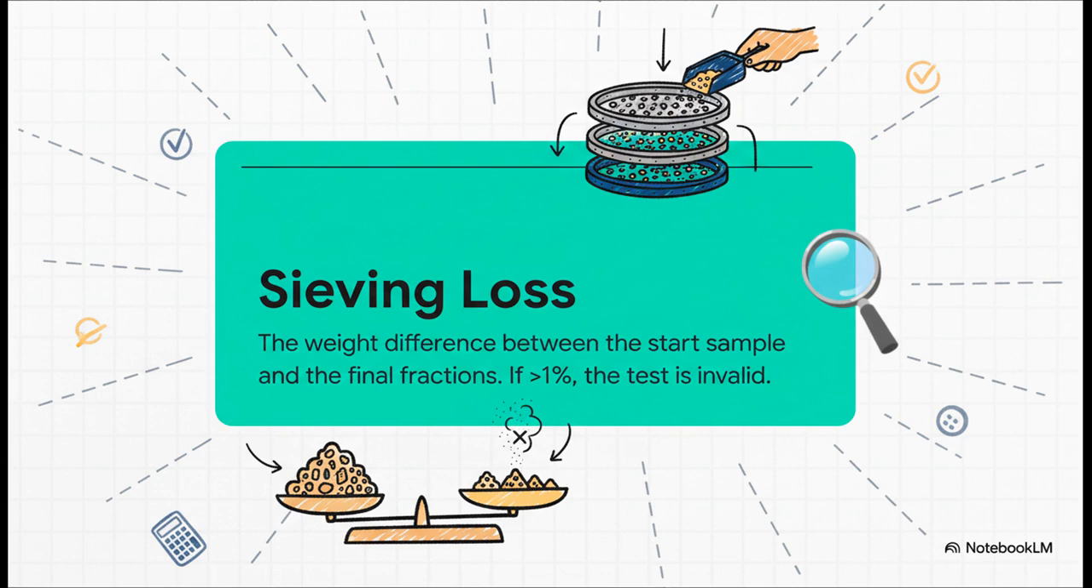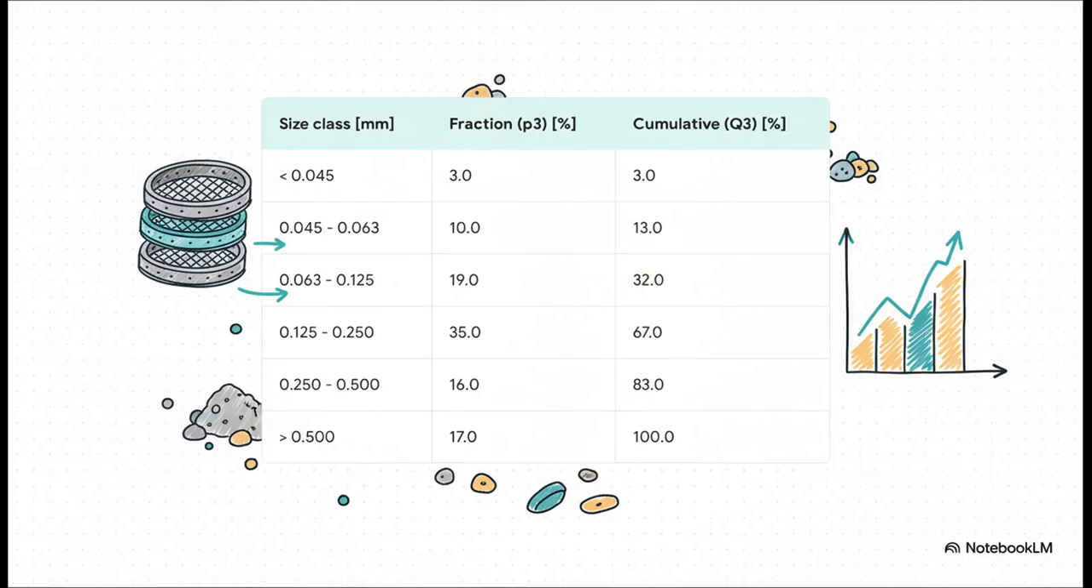That difference is called sieving loss, and the rules are strict. If you've lost more than 1% of your sample, maybe it floated away as dust, the test is a bust. You have to start all over again. So, assuming our test passed the 1% rule, this is what we get.